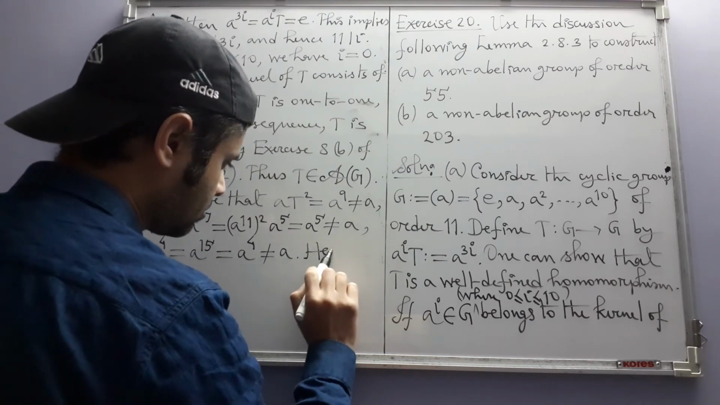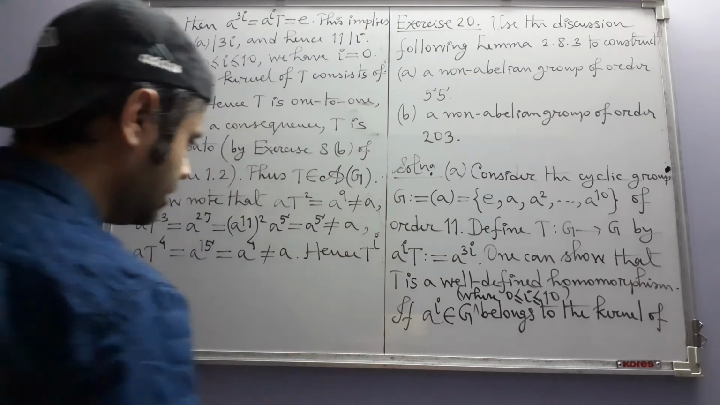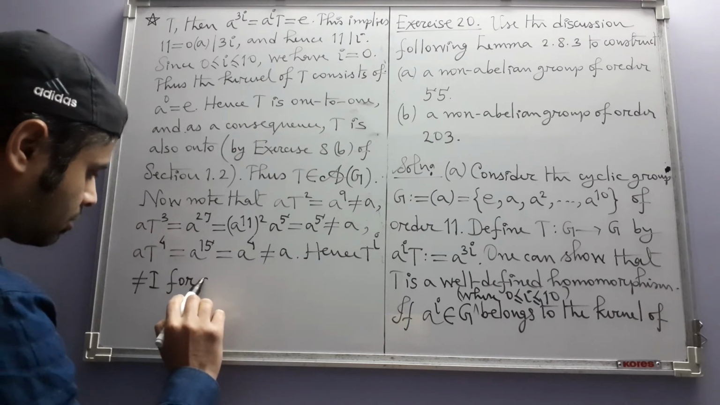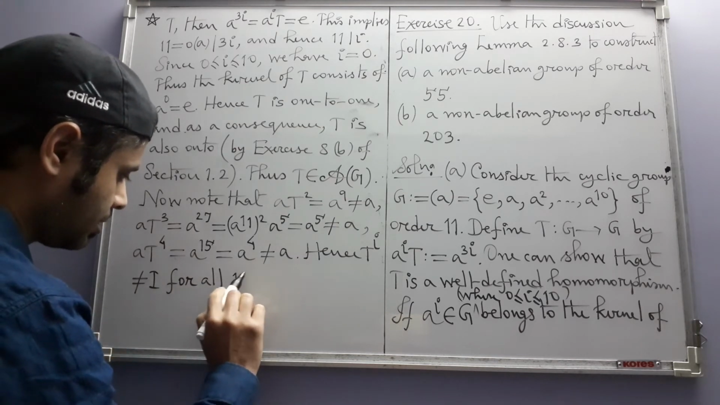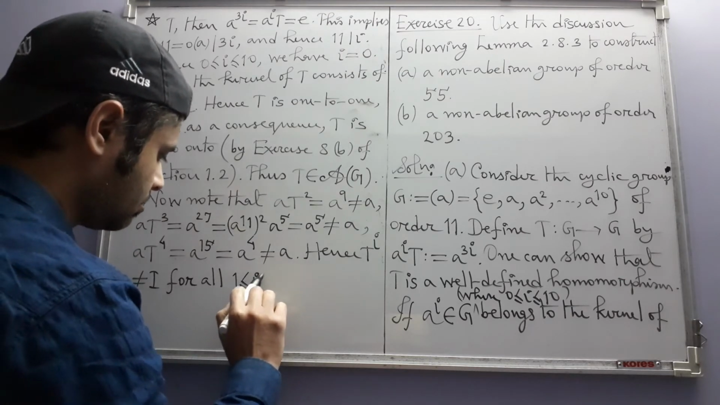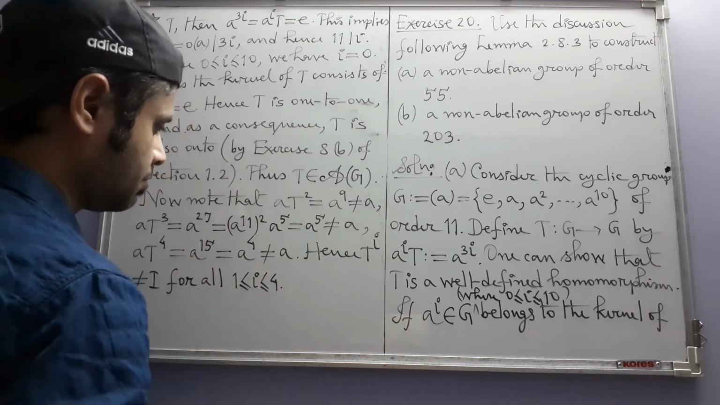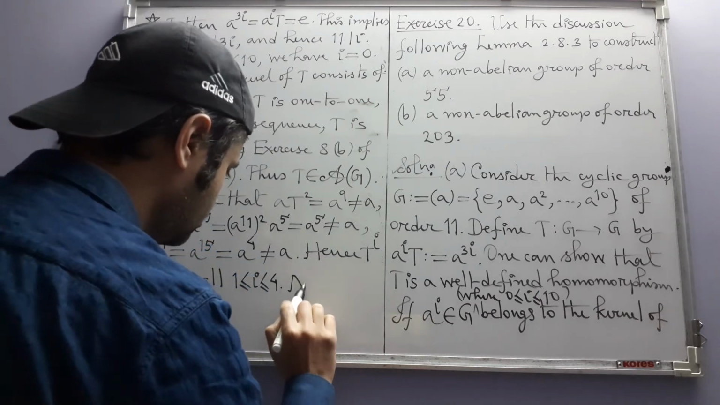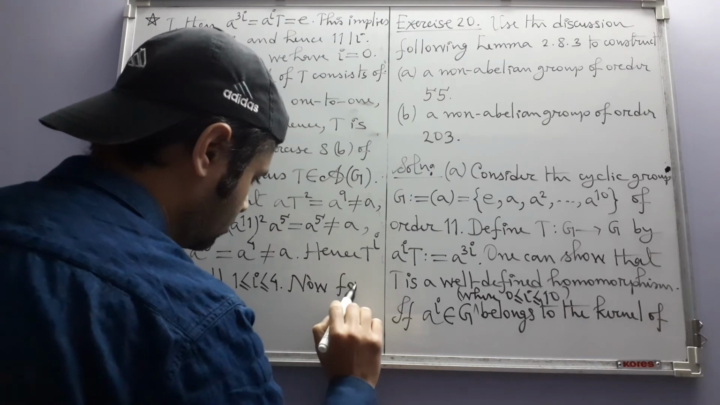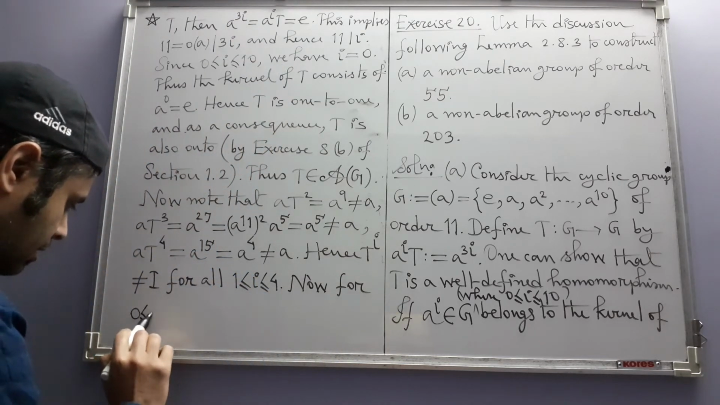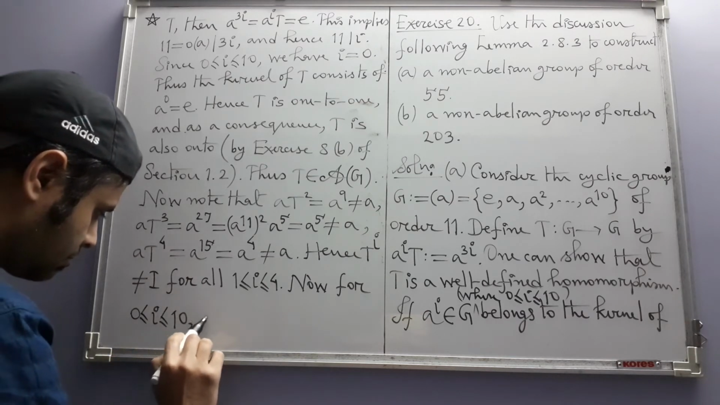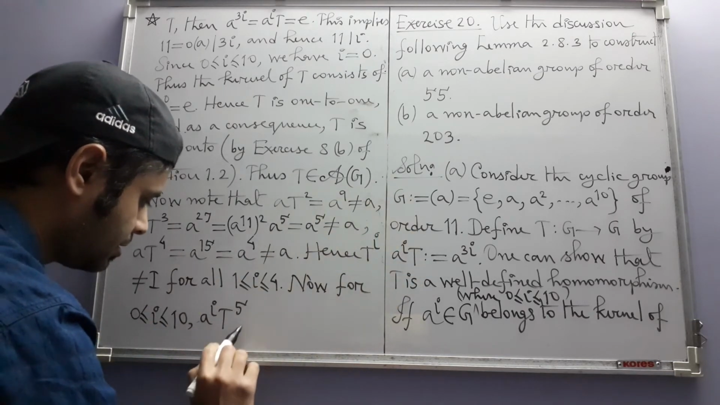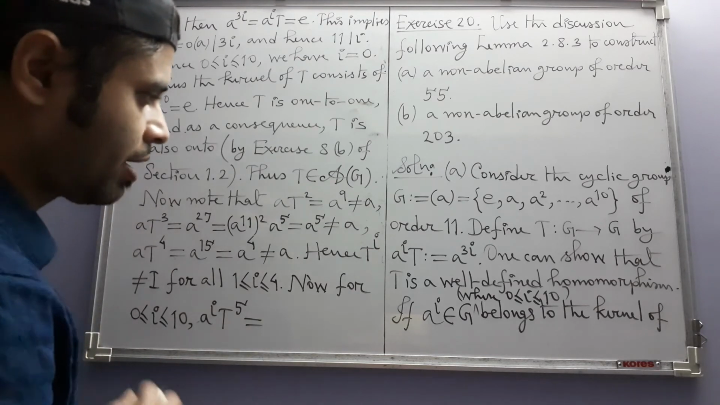Hence T to the power I is not the identity automorphism for all integers I lying between 1 and 4. But T to the power 5 is the identity automorphism. Now for I lying between 0 and 10, so this is a general element from the group on which we are applying T to the power 5. So we will be applying T 5 times.